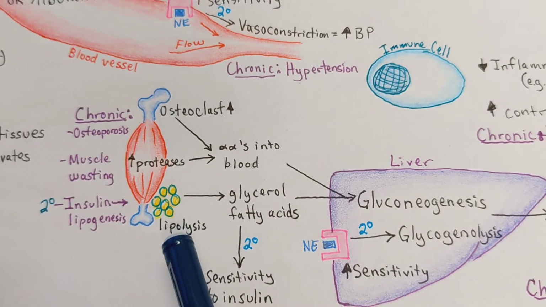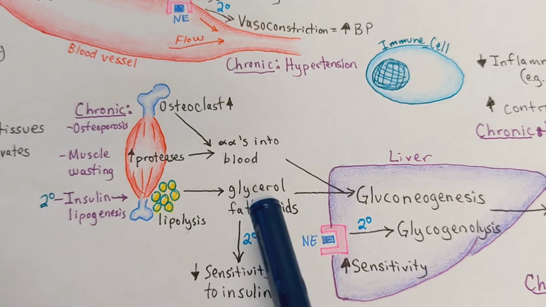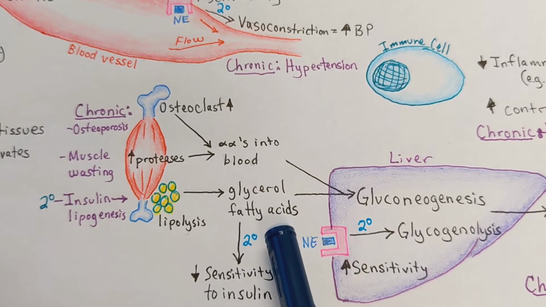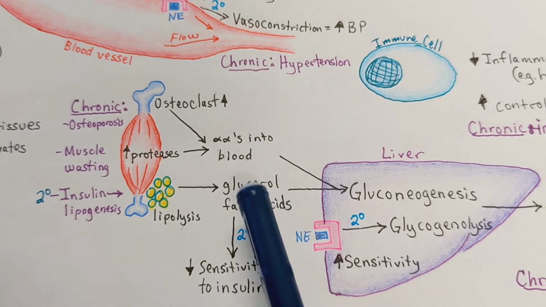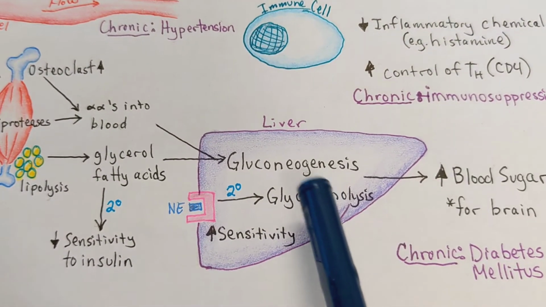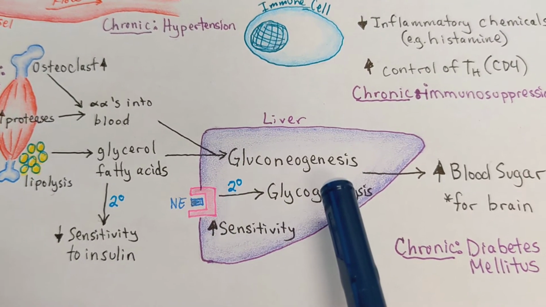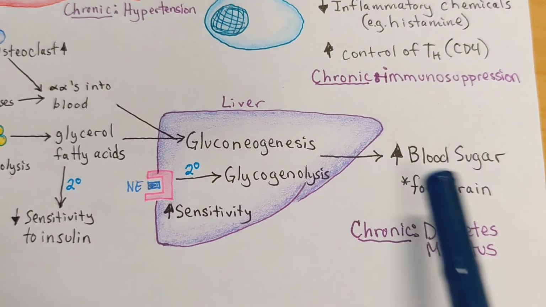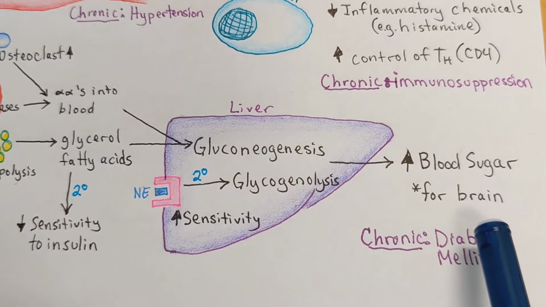Within our adipose tissue, we see lipolysis, essentially breaking down lipids into glycerol and fatty acids, again, dumping them into the blood. And so all of these substrates are ultimately used by the liver, which is triggered by cortisol, to increase gluconeogenesis. And so this increases the blood sugar specifically available for the brain.